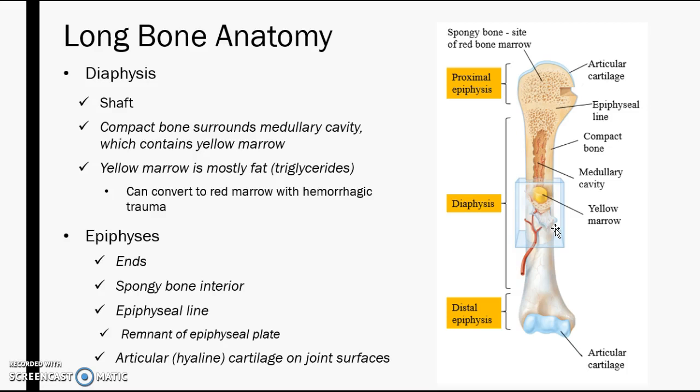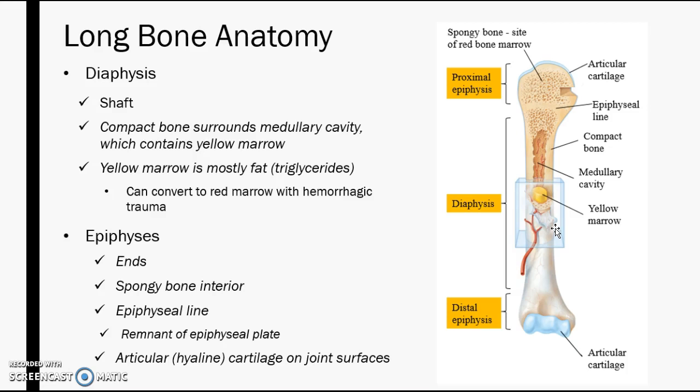So let's take a look at a long bone. We can take a long bone, and it has an anatomy of its own. The long bone will be composed of a diaphysis and an epiphysis. The diaphysis is the shaft. That's the long part of the bone. It is compact bone that surrounds a hollow medullary cavity. This medullary cavity contains yellow bone marrow, which is mostly fat or triglycerides, and in the event of a hemorrhage, can become red bone marrow, but for the most part, is just fat storage for the body.